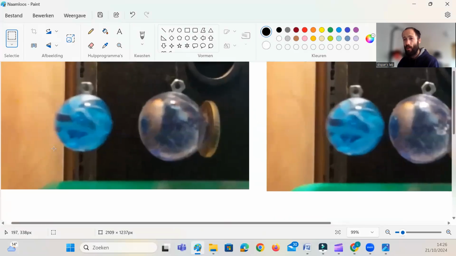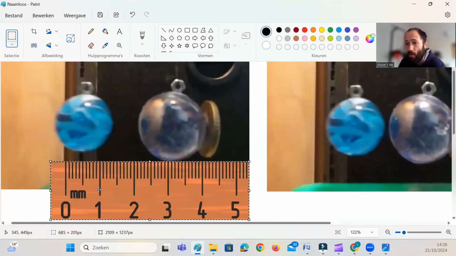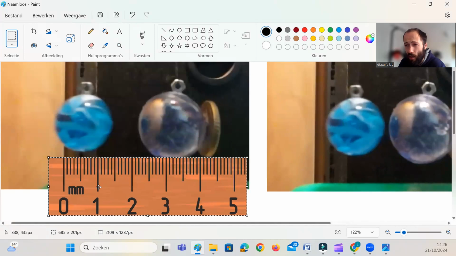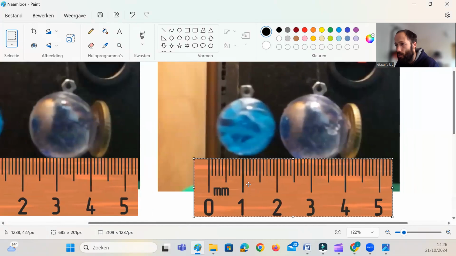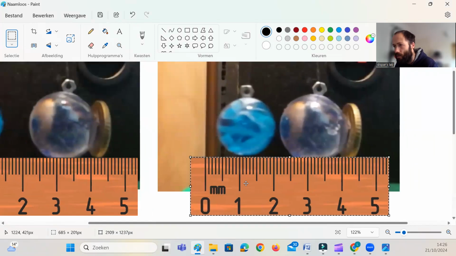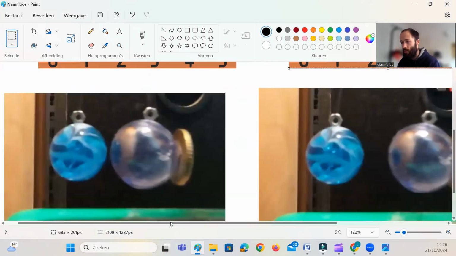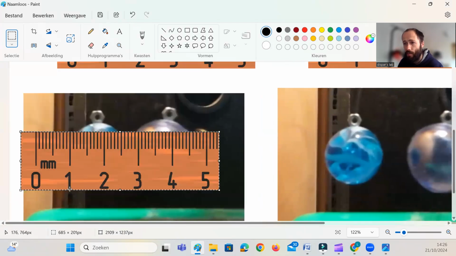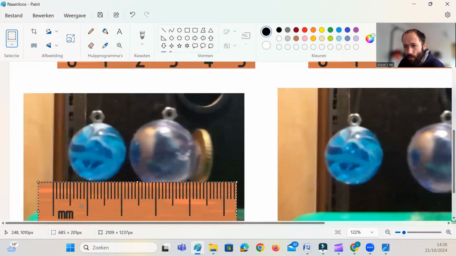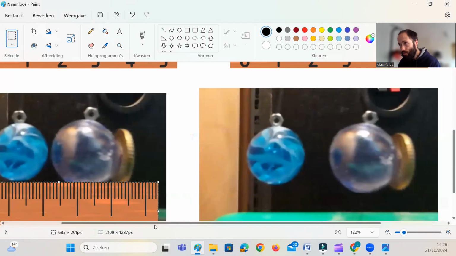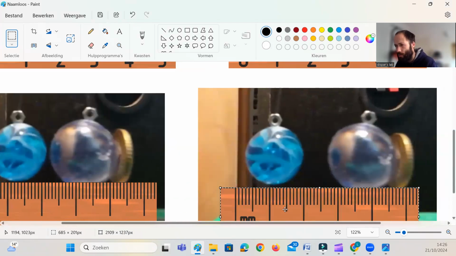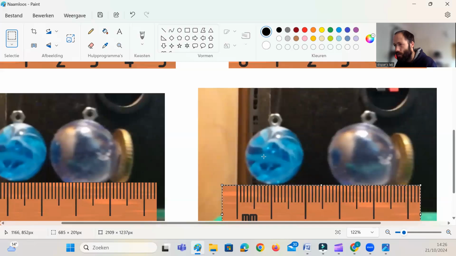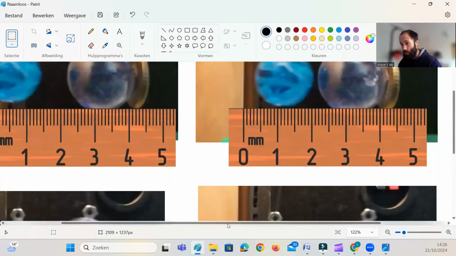Okay. Then place the 0 mark, align it with this line here. And the same over here. And the same over here. And the same over here. Okay. And now we can draw some lines.